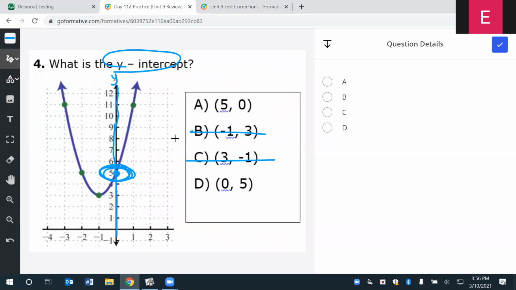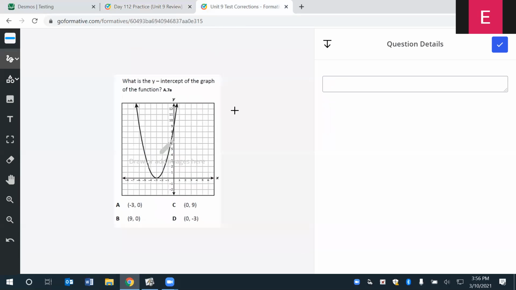And to know which one's the right answer, you have to remember that in a point, first is the x, and then it's the y. So my answer should be D, because the 5 is in the place of the y, and I was looking for the y-intercept. Okay, so if you missed number 3 on your test, try it. Label the y-intercept on the graph, and then choose the right answer.